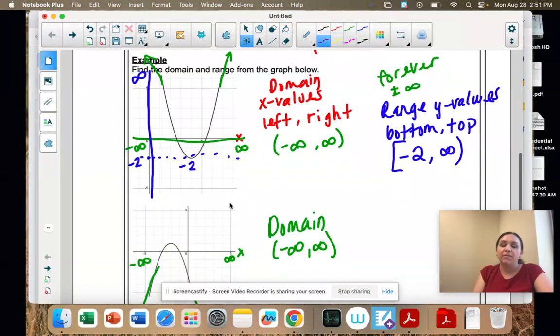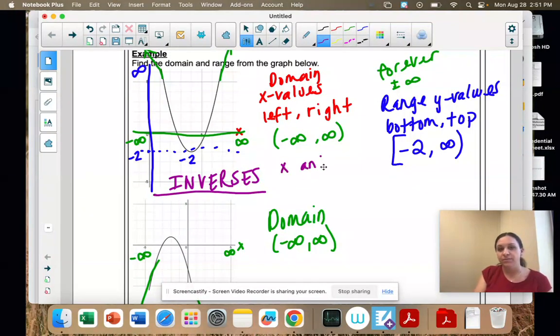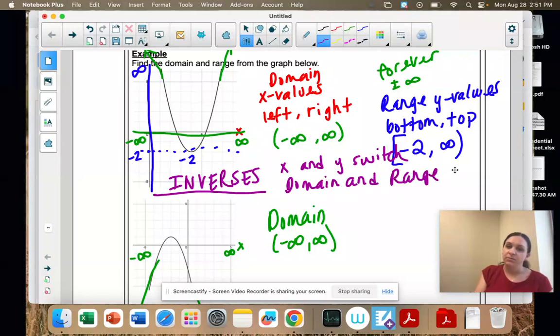Okay, so one thing I want you to add in your notes, remember when we have inverses, x and y switch. So the domain and range also switch. For this graph, I don't even know what the inverse graph looks like, but I know the domain is the same as the range of the original function. And I know the range is the domain of the original function.